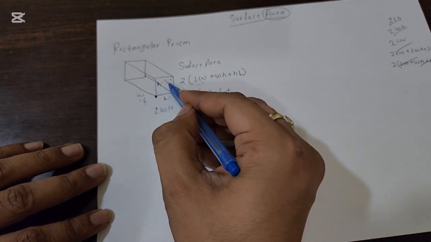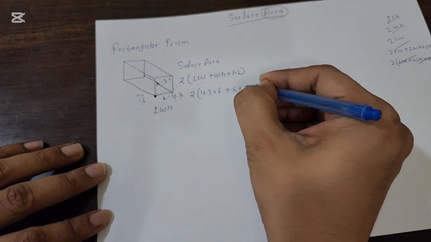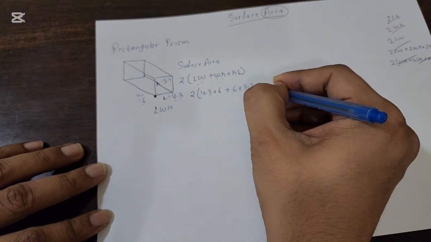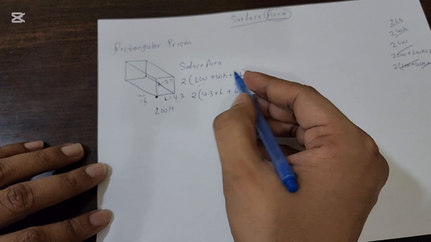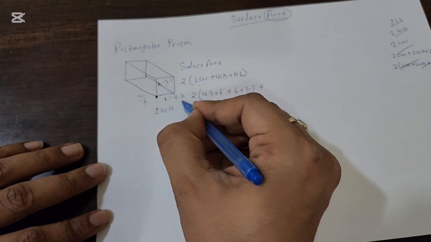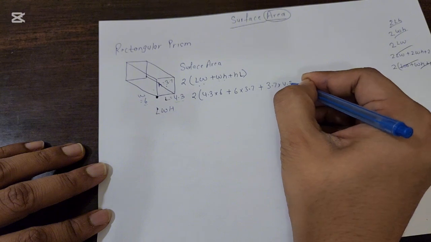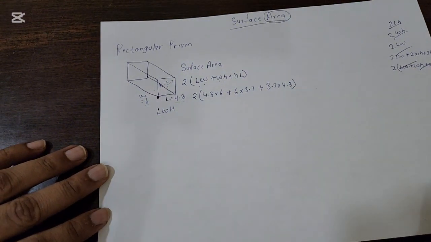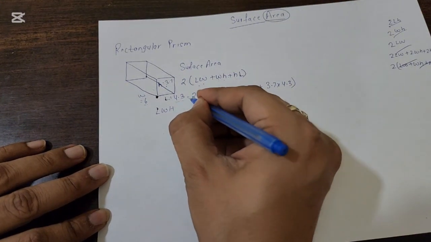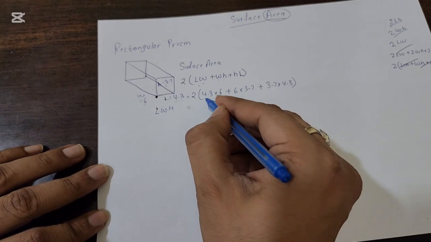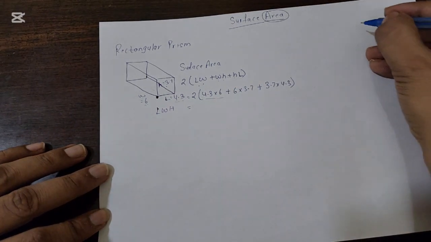Width is 6, height is 3.7. So 6 times 3.7 plus, now I need the height and length. So height is 3.7, length is 4.3. 3.7 times 4.3. We just have to solve it and get the answer. So I will solve it with you. Okay, 4.3 times 6. Let's see how to do it.